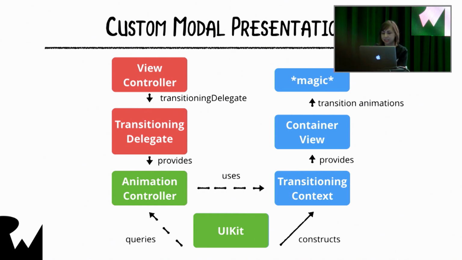This animation controller has to implement the UIViewControllerAnimatedTransitioning protocol that allows it to create a transitioning context for the transition. And this transitioning context has all of the necessary properties for you to create your animation. It has access both to the view controller we're presenting from, the from VC, and the view controller we're presenting to, on top of having a container view where you can do your animations. That is like a blank canvas for you to play around with, and that is where all of the magic happens.